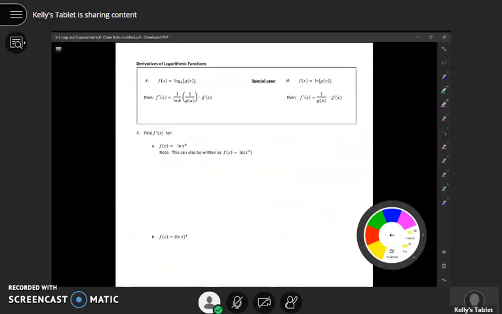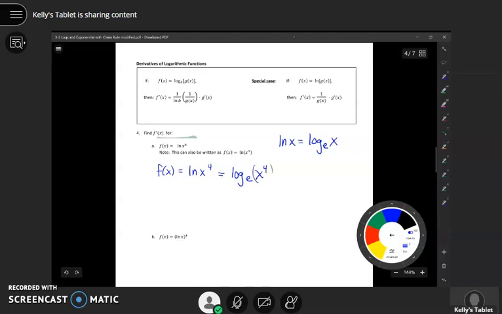Okay, so now let's look at one of those special case scenarios. What is going on there? Okay, so we have a function that is a natural log. From algebra, you should know that a natural log has an understood base of e. So natural log of x is the same as log base e of x. So I could rewrite this as log base e of x to the 4th. And that is my argument right there.